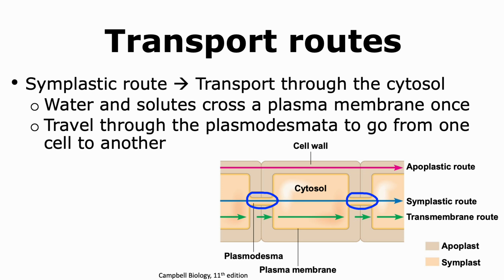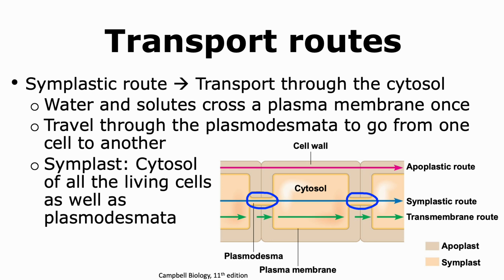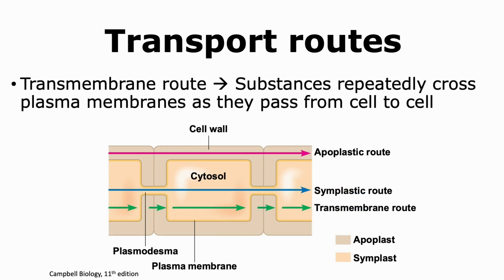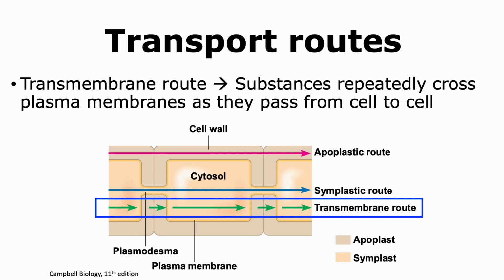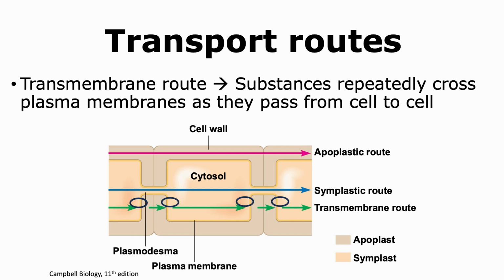The plasmodesmata are pore-like structures that are present between neighboring cells. They allow for the transport of substances between two cells without involving any transport outside the cell. The symplast is the cytosol of all the living cells, which includes the plasmodesmata. The transmembrane route is where substances repeatedly cross the plasma membrane as they pass from one cell to another cell.